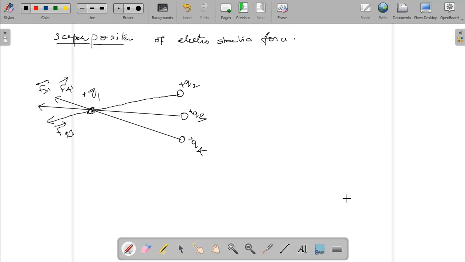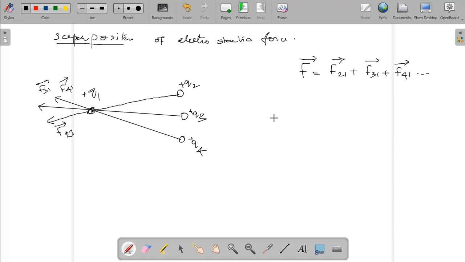What is the superposition principle? The net force will be equal to the sum of the individual forces. What is the individual force? Force offered by 2 on 1 plus force offered by 3 on 1 plus force offered by 4 on 1 and so on. This is called net force. So this is called the superposition principle. The total force acting on a charge due to many charges is called the superposition principle.